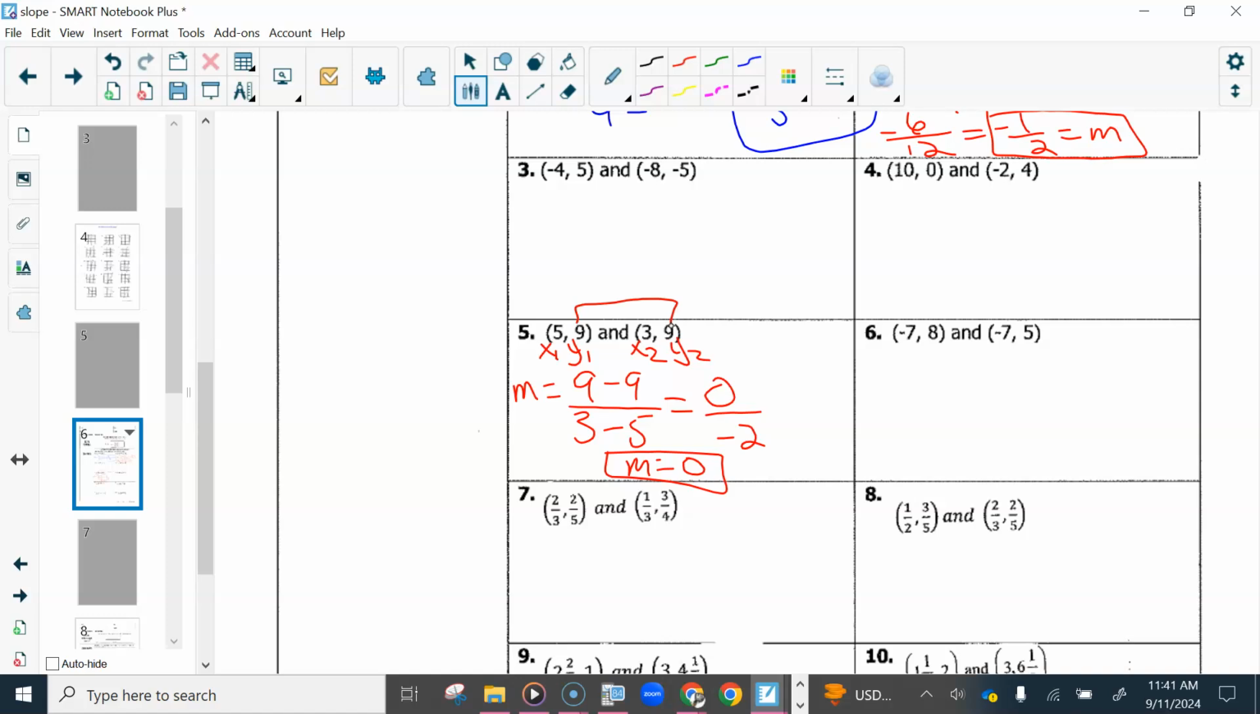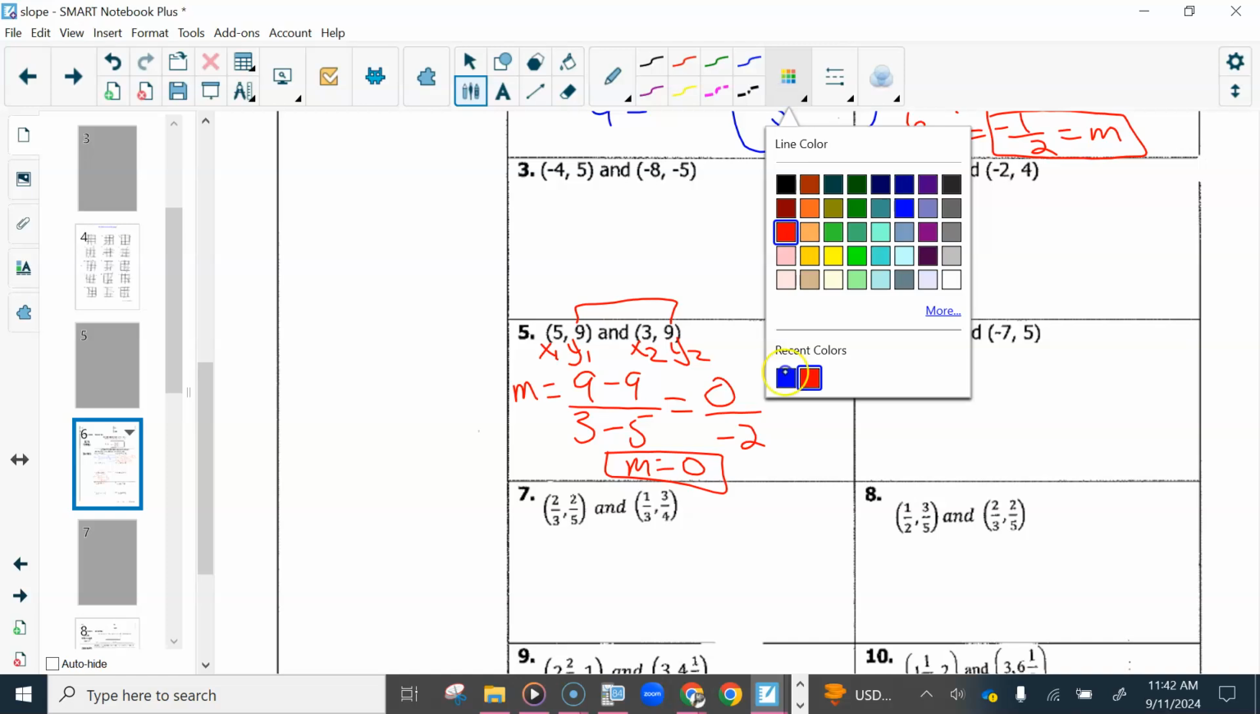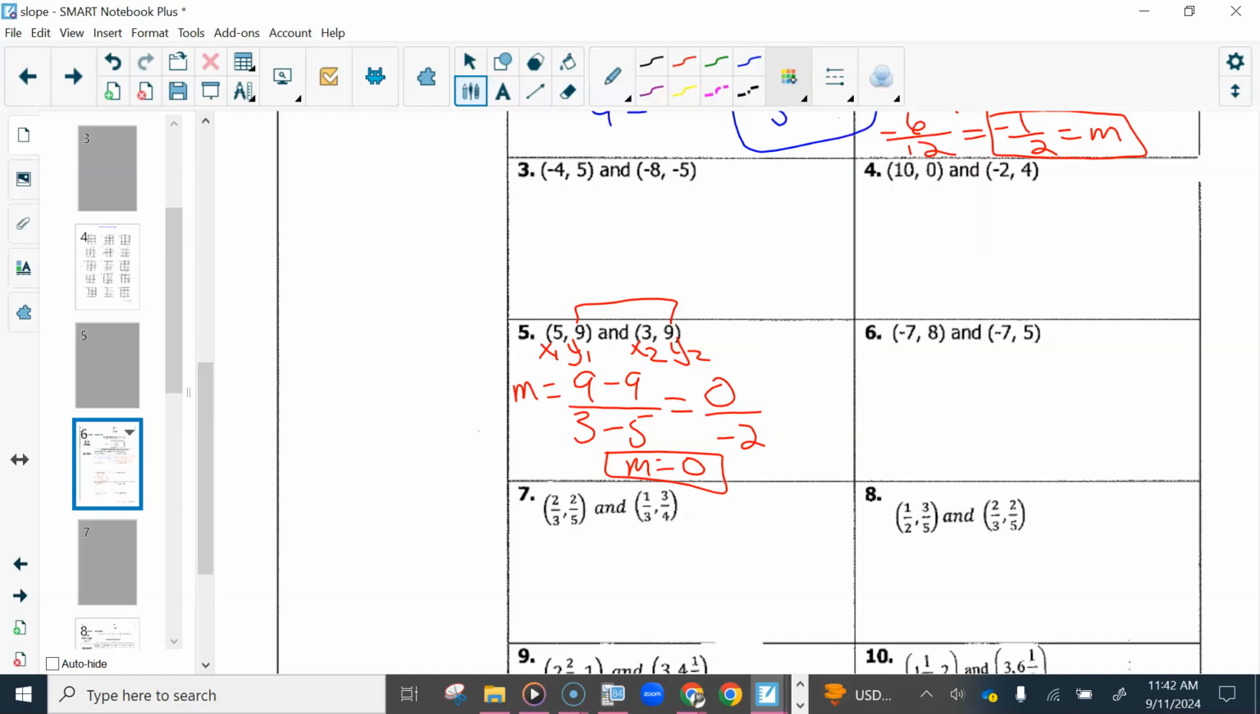Now, I still want you to set this up and do the work algebraically, but keep that visual in your mind as well. So then something similar is going to happen in 6, because our x's are the same. What do we think that slope is going to be? 0. Oh, slope. It is going to be a slope. We're just trying to figure out what. It is going to be undefined.